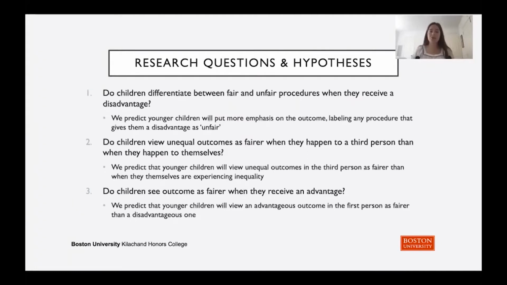Second, we asked, do children view unequal outcomes as more fair when they happen to a third person than when they happen to themselves? Here we predict that younger children will view unequal outcomes in the third person as more fair than when they themselves are experiencing inequality. And third, we asked, do children see outcomes as more fair when they are receiving a disadvantage? So here we predict that younger children will view an advantageous outcome in the first person as more fair than a disadvantageous one.